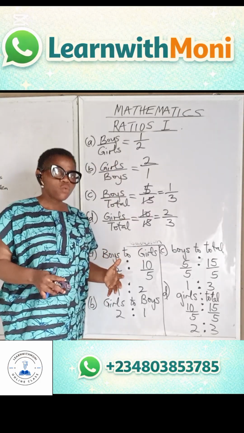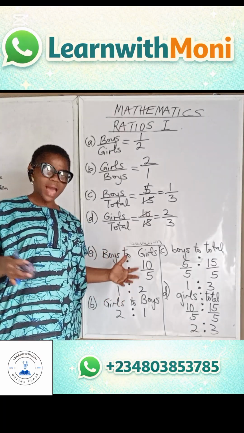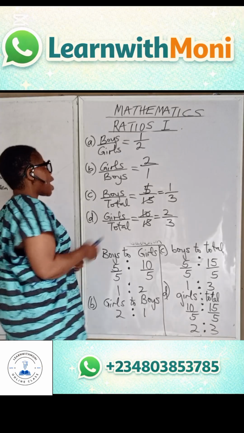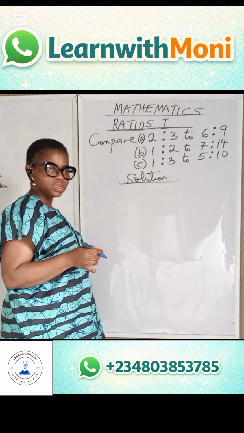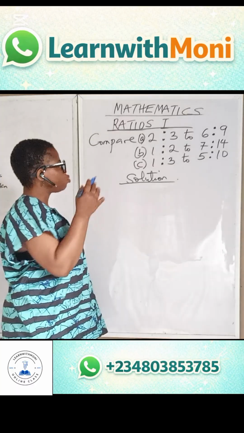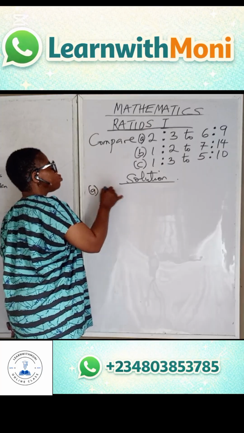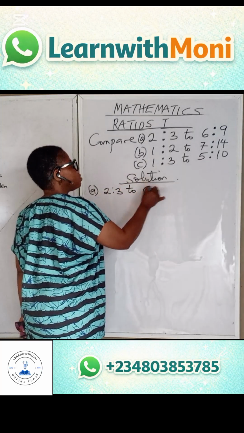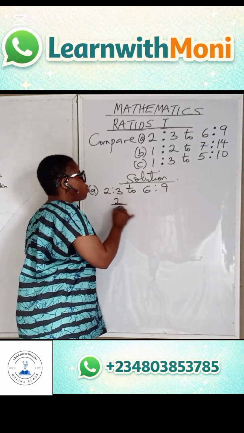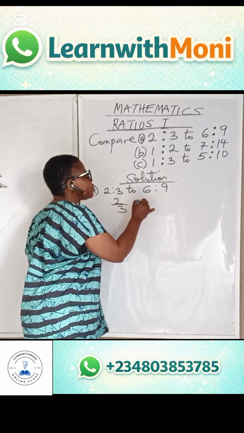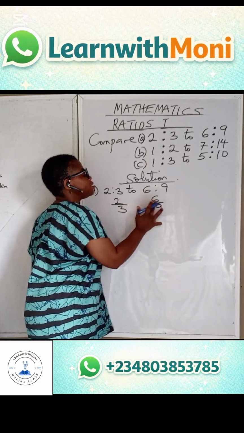There are cases where you will be asked to find out if 2 ratios are equal. Let me quickly add that question. There are some cases where you have to be considering comparing two different ratios. Look at number A. Compare ratio 2 to 3 to 6 to 9. Let's compare these ratios. This is 2 to 3, which is 2 over 3. We want to know if it is going to be equal to 6 to 9. We want to know if they are the same thing.